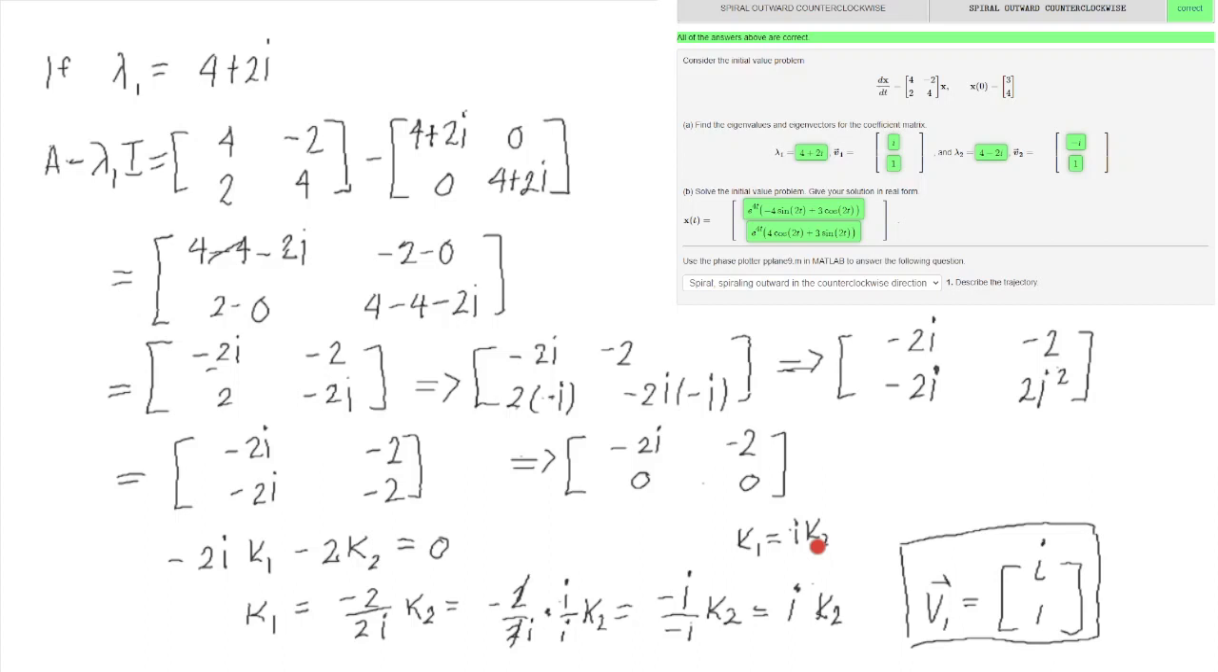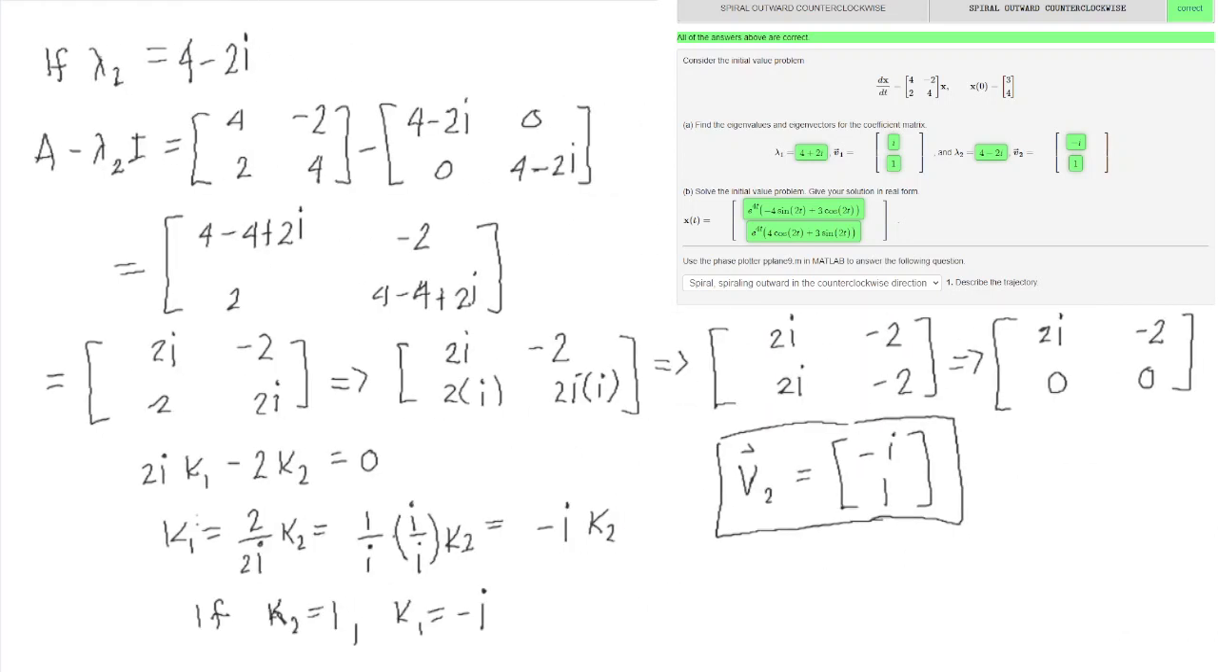And your k1 is simply i. That's why we have our eigenvector v1 hat equal to (i, 1). When your k2 is 1, your k1 is i. Now, that's our first eigenvector. Let's find our second eigenvector using our second eigenvalue.